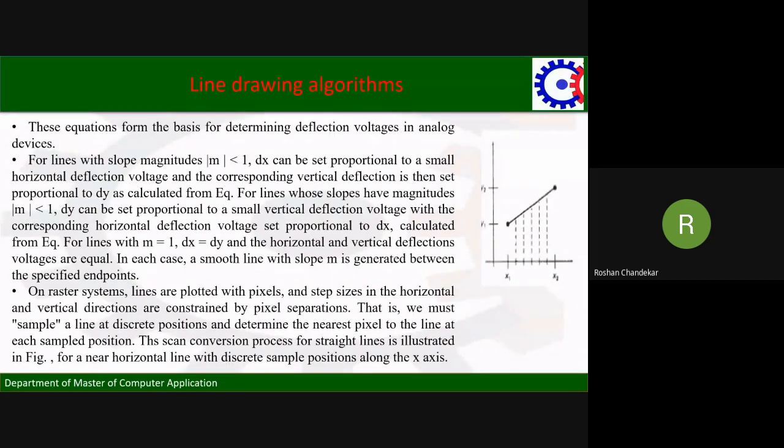On the raster scan line, look at the diagram. This diagram has a starting point x1, y1, where the values are given, and the ending point, look at in the diagram, the ending point is x2, y2. So in total, five deflections of the line are given here.